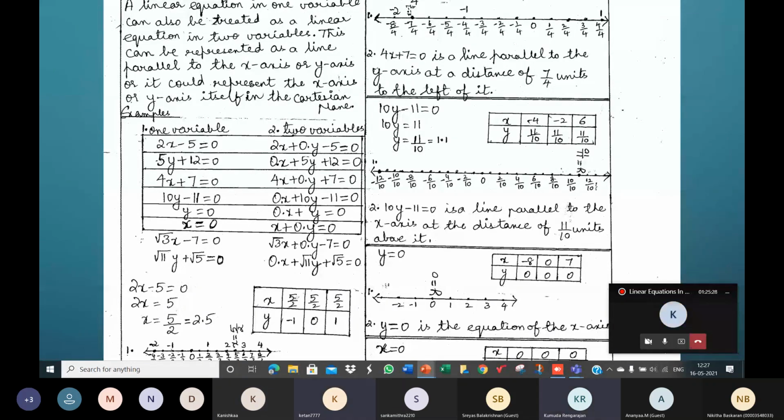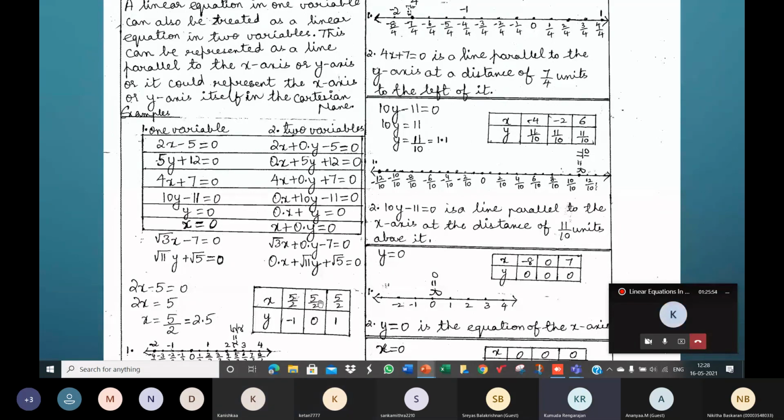Okay, Arav, in which quadrant does the point 5 by 2 comma minus 1 lie? 2.5 comma minus 1, which quadrant? Ma'am, fourth quadrant, ma'am. What about the next pair?